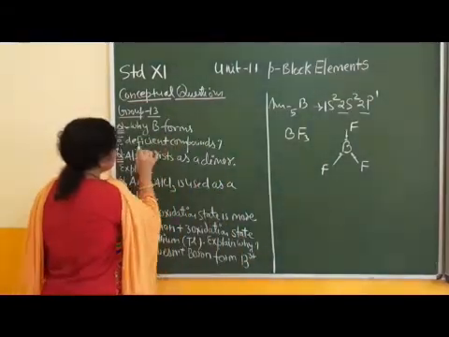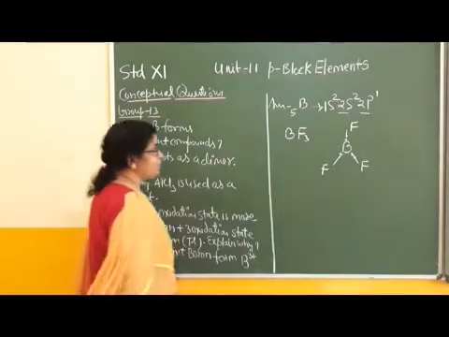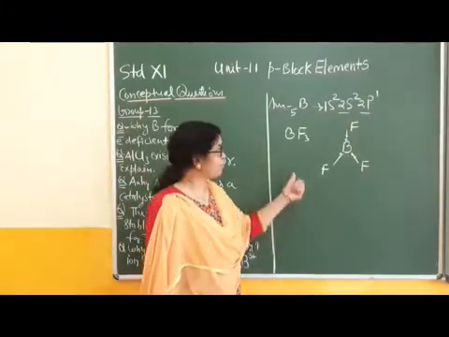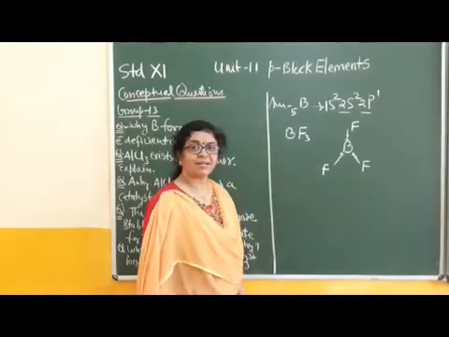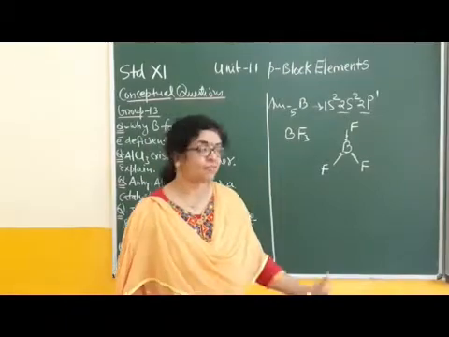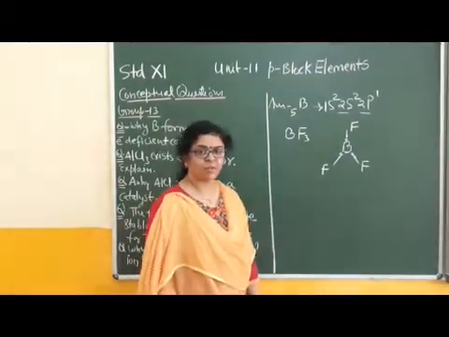Why does boron form electron deficient compounds? Because in its different compounds, the compounds are electron deficient due to the incomplete octet. This is one limitation of the octet rule.